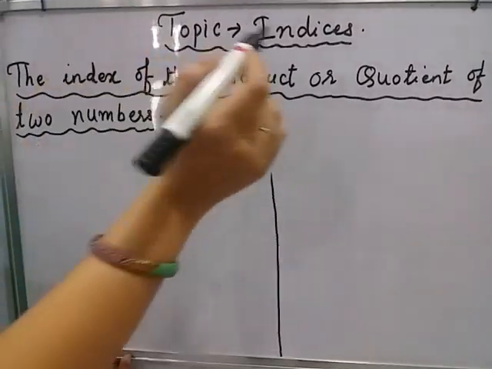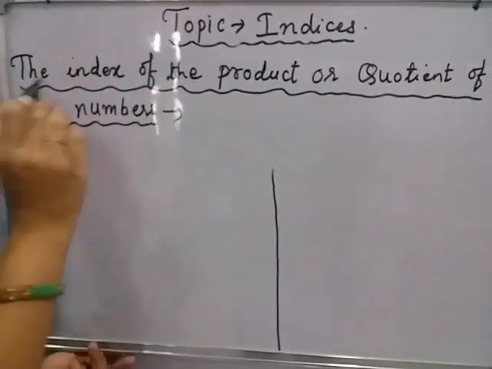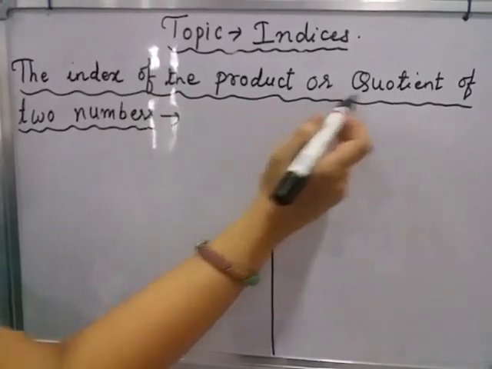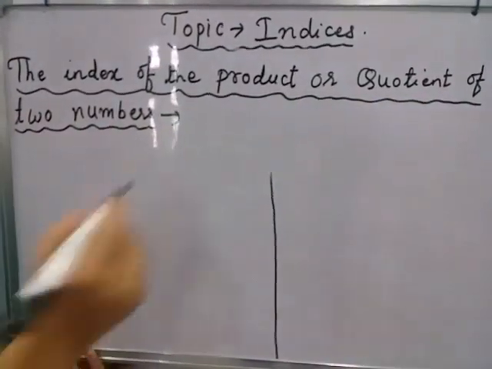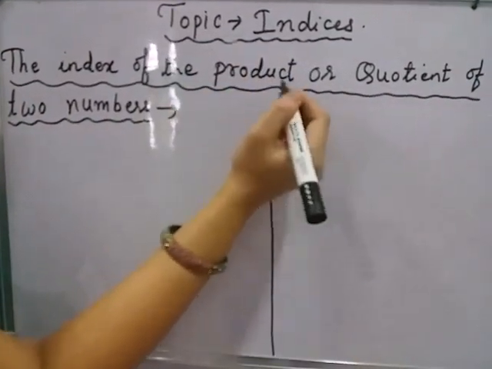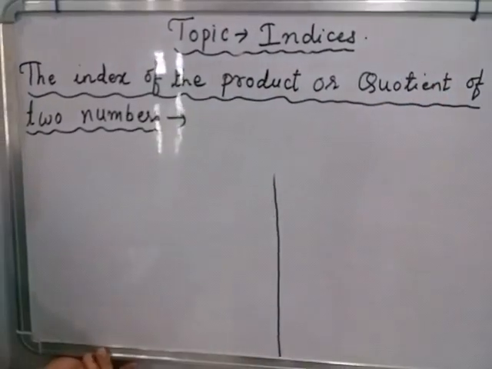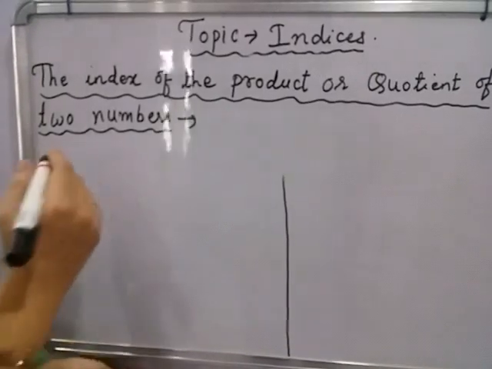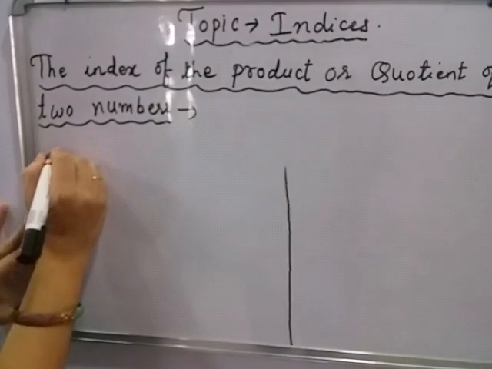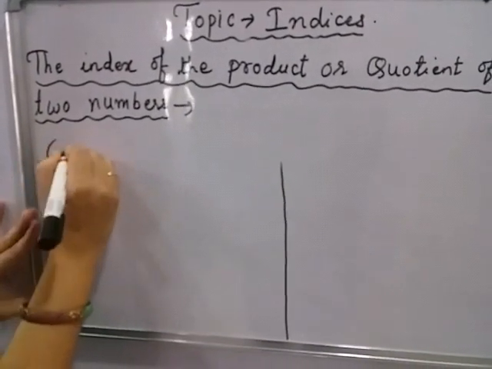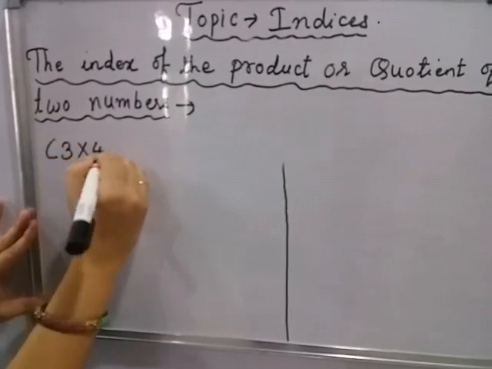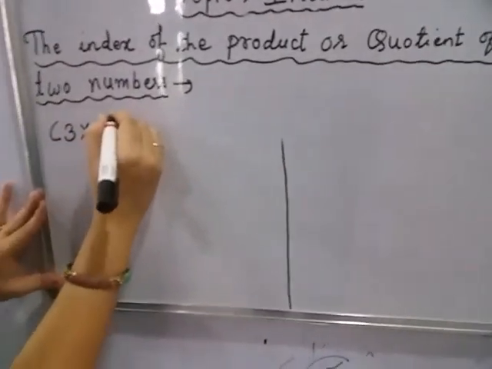Now let's take the next law of indices, the index of the product or quotient of two numbers. Student, product means when we are multiplying two numbers, and quotient is what we get when we are dividing two numbers. So let's take one example. Suppose I take a product of two numbers: 3 into 4 raised to 5.